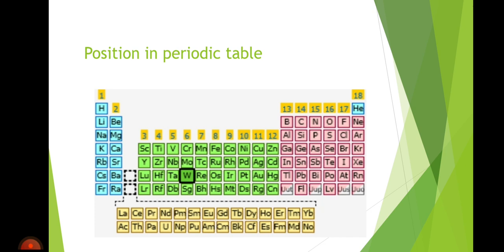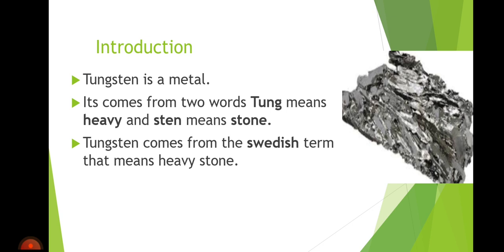Tungsten lies in the sixth column of the periodic table. Introduction of tungsten: tungsten is a metal, not an alloy. It comes from two words. Tung means heavy and sten means stone. Tungsten comes from the Swedish term that means heavy stone.